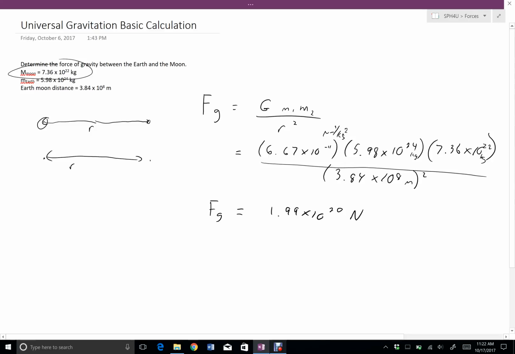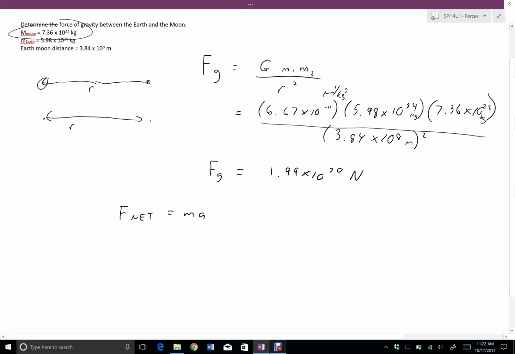Why don't we do that? If we say that that's the net force acting on the Moon, assuming the Sun is far enough away that that force of gravity isn't really that critical on it, 1.99 times 10 to the 20 newtons. The mass of that Moon was 7.36 times 10 to the 22 kilograms, and so what's my acceleration?